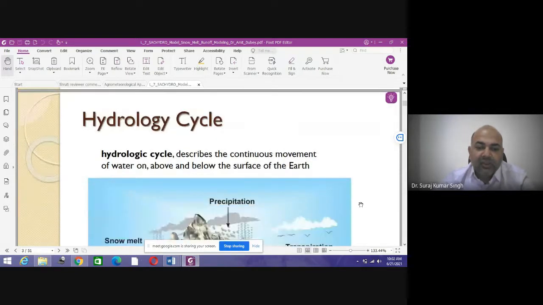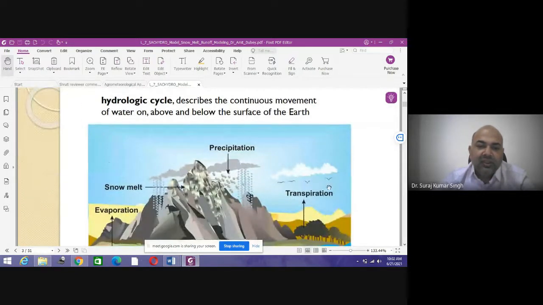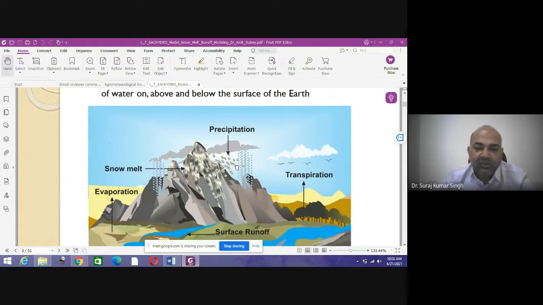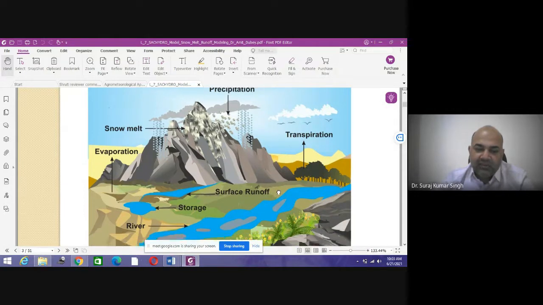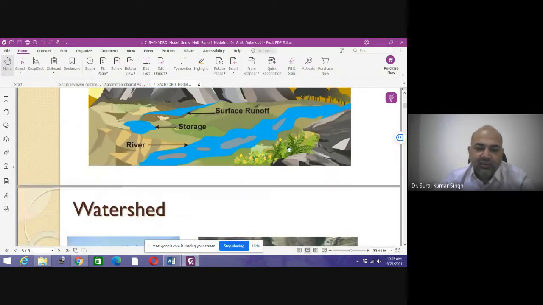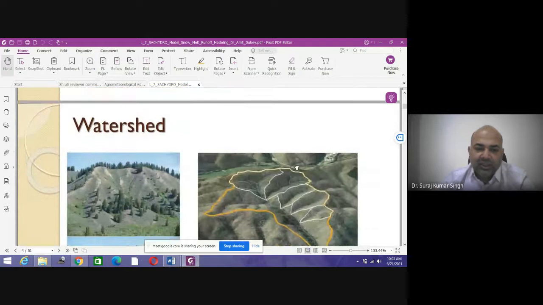As we already know what the hydrological cycle is, what the different elements and different units are, and those parameters will act as key elements in the water cycle. As we have already discussed, I will not go into much detail on that.